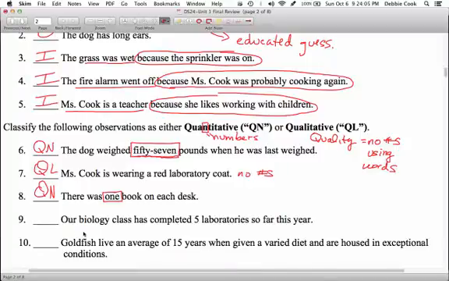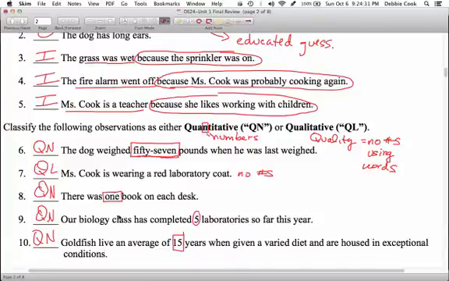Number 9, our biology class has completed 5 laboratories so far this year. Again, the number is easy to spot here, 5 laboratories, so this is going to be quantitative. Lastly, for number 10, goldfish live an average of 15 years when given a varied diet and are housed in exceptional conditions. Again, we have a number here, so obviously number 10 is going to be quantitative as well.